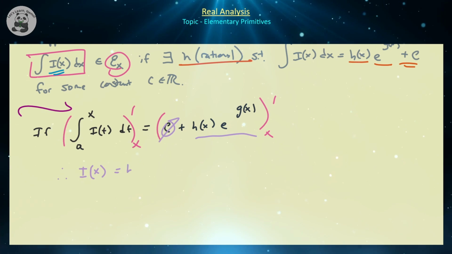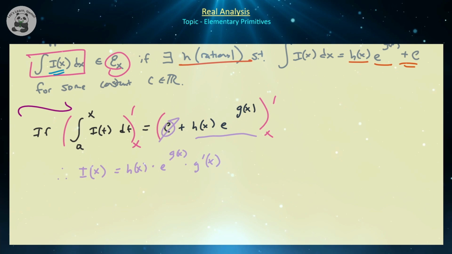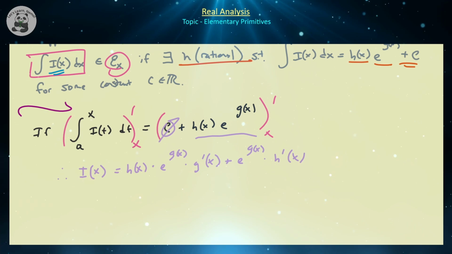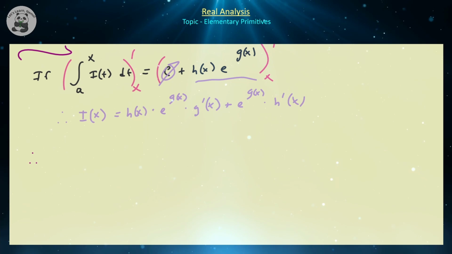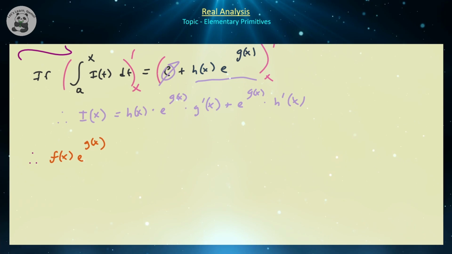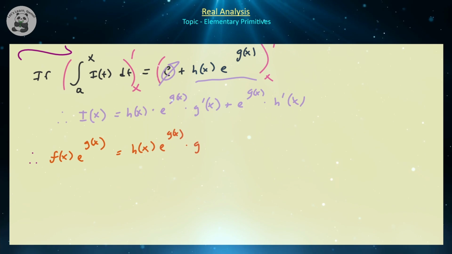So I'm going to have the first times the derivative of the second, so e to the g of x times g prime of x, and then plus the second, e to the g of x, times h prime of x. And remember, I of x is just f of x e to the g of x in disguise. So we have f e^g is equal to h of x e^g of x times g prime of x plus e^g of x times h prime of x.